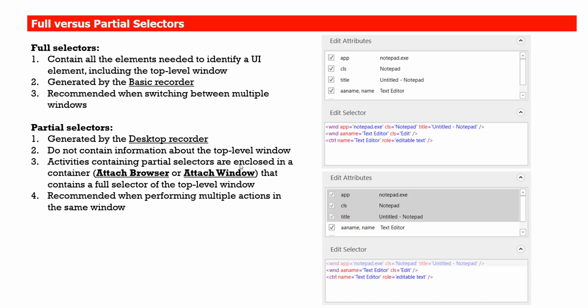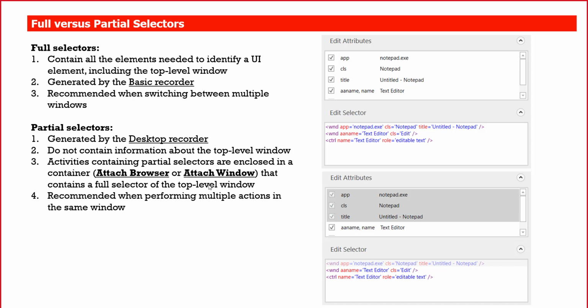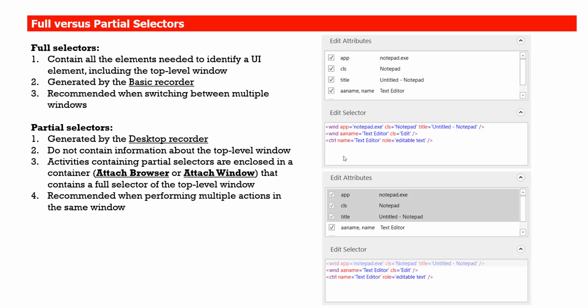Activities containing the partial selectors are enclosed in a container called attach browser or attach window that contains the full selector of the top-level window. Remember the difference. To use a partial selector, you need to use a container, right? Because the container will contain the information required for the parent window. When you build a selector which contains everything, that means it's a full selector. And when you create a selector which is partial, usually done when you are dealing with attach browser and attach window, the top window will contain the first line.